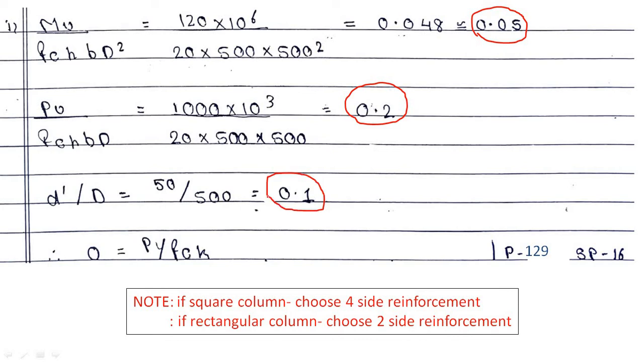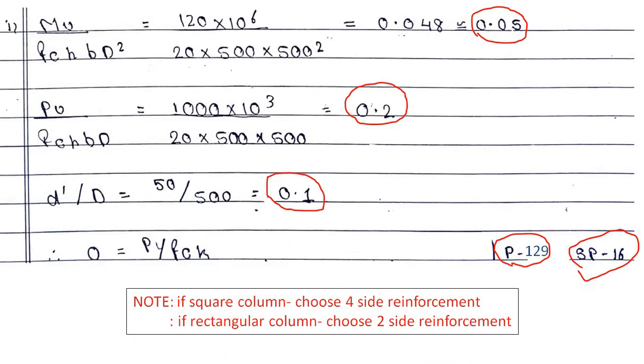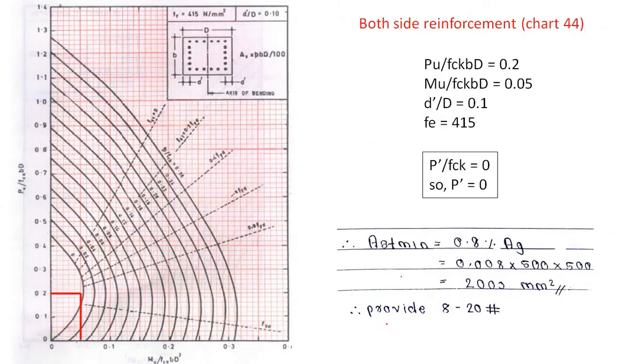Now we have to move to the SP16, page number 129, where the chart is given, chart number 44. As we have to note, in our case the column is square. If it is a square column, we have to choose 4 side reinforcement, and if it is a rectangular column, we have to choose 2 side reinforcement. But in our case it is a square column, so we have to choose 4 side reinforcement. So here I have chosen both sides reinforcement, which means 4 side reinforcement, where chart number 44 is provided in SP16.